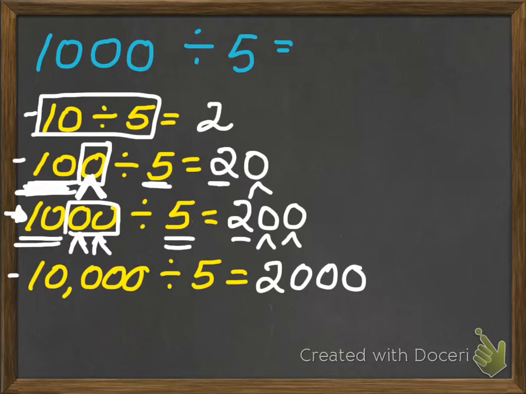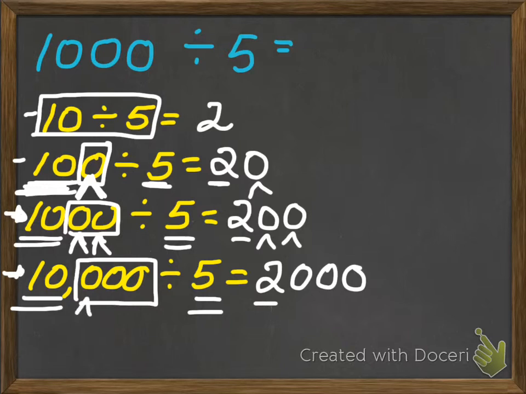Okay? Let's do that on 10,000 divided by 5. I find the fact family, 10 divided by 5. I ignore the extra zeros, and I just answer the fact family problem. 10 divided by 5 is 2. Then I annex or add back on the extra zeros. There are 3 of them, so I add on 1, 2, 3 zeros, and I get 2,000.